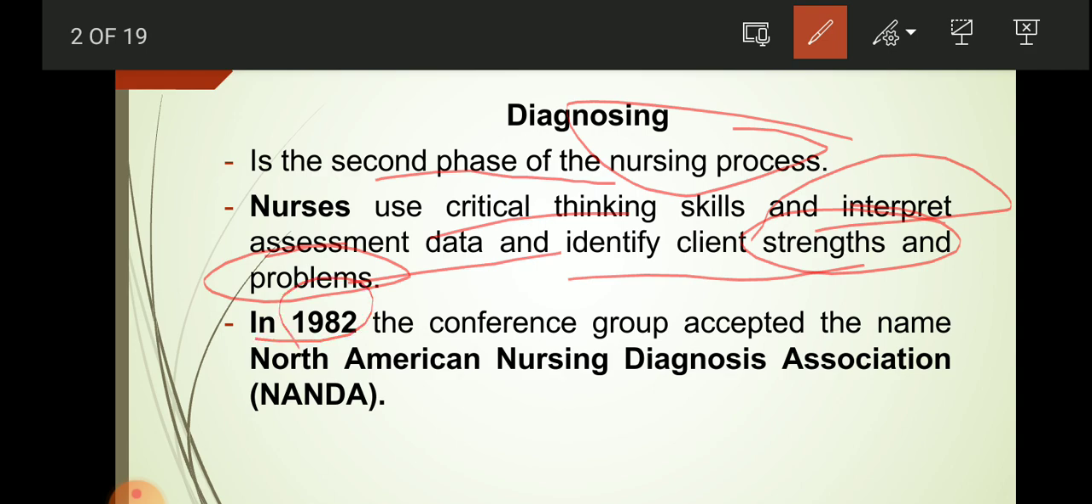So in 1982, the conference group accepted the name North American Nursing Diagnosis Association. This is what we call NANDA. It's like a taxonomy, guys, that will guide you in making a nursing care plan. So all the nursing care plans that you can make for the patient are here. I know it sounds confusing now, guys, because it's hard to absorb, but hopefully as we go along with our lecture, you can imagine how the NANDA handbook will work for you as a nursing student.